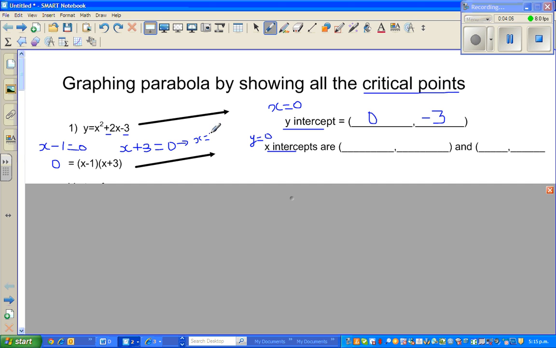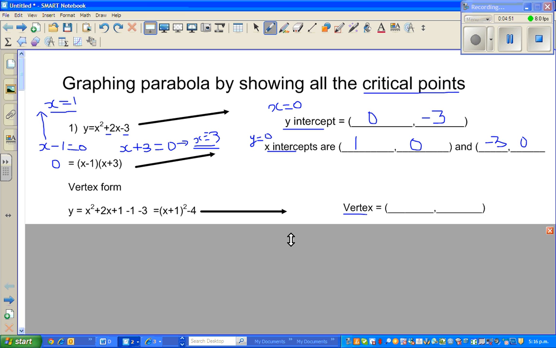And when would x plus 3 become 0? When x is negative 3, because negative 3 plus 3 becomes 0. So the two x-intercepts are 1 and negative 3. If you want to write them as points, it's always good to write them like this: the x-intercepts are (1, 0) and (-3, 0).